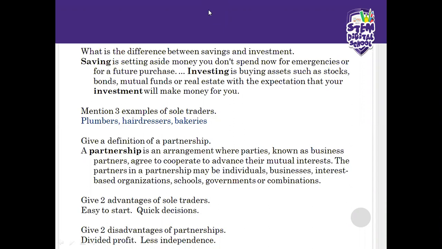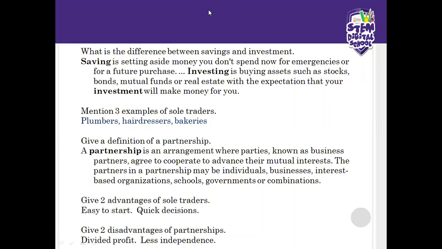The next question is, give a definition of a partnership. Okay, a partnership is an arrangement where parties, known as business partners, agree to cooperate to advance their mutual interests. The partners in a partnership may be individuals, businesses, interest-based organizations, schools, governments, or combinations. Okay, this one will count 2 marks.